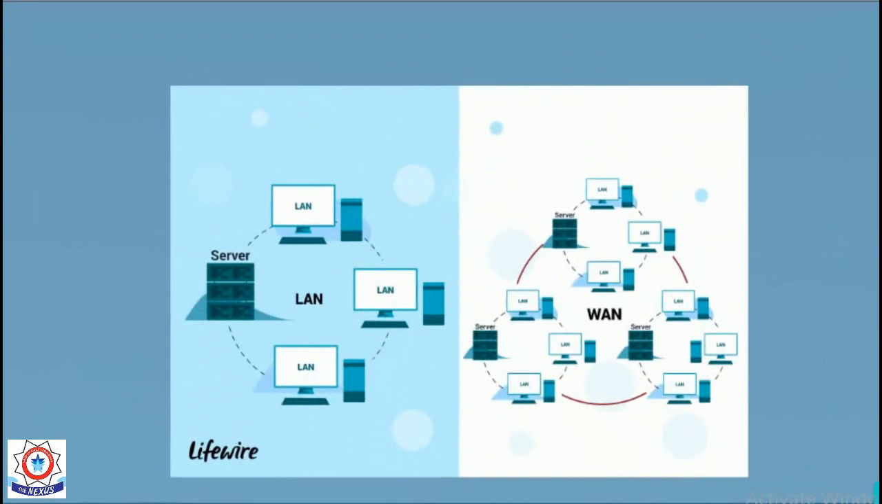LAN is basically a network, local. The word local itself describes within an area, within a limited area. LAN basically connects computers within limited areas such as schools, laboratories, hospitals. You can take an example of it. Whereas WAN, if you look at the picture here, there are different groups that are interconnected with each other. So WAN basically covers a larger geographic area.